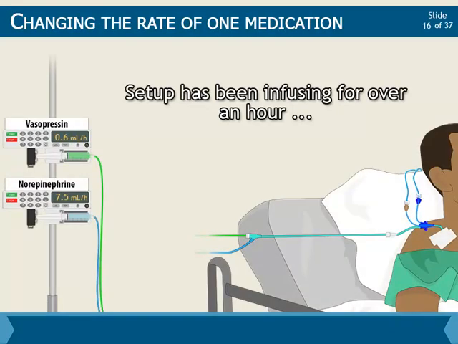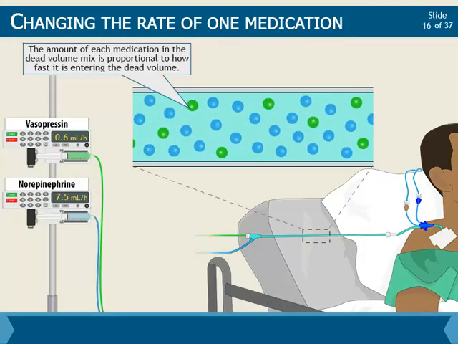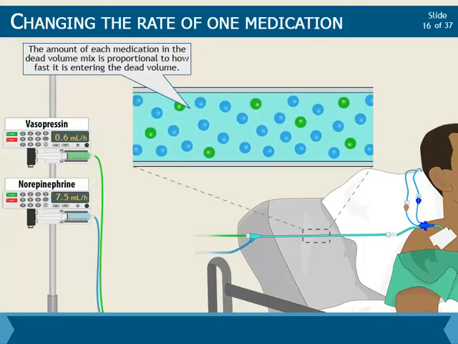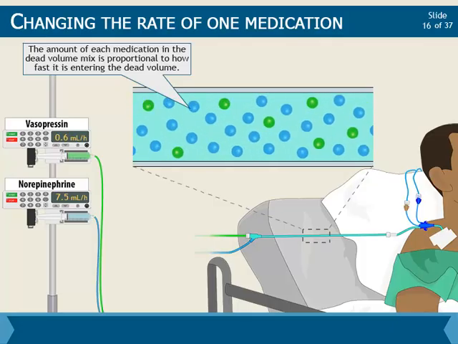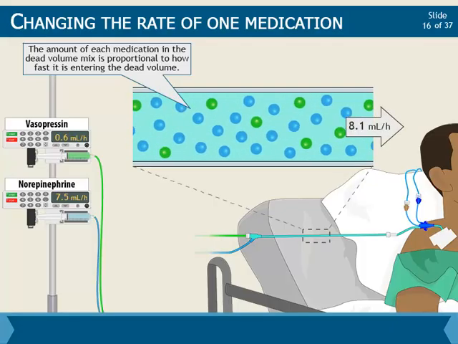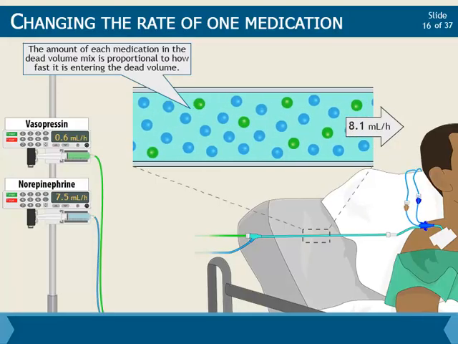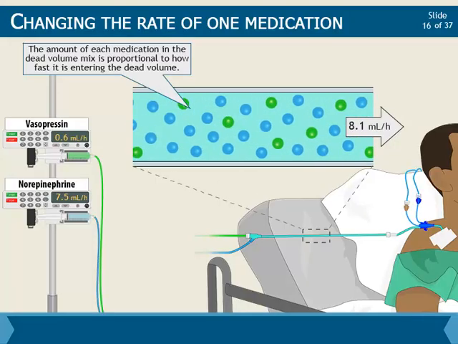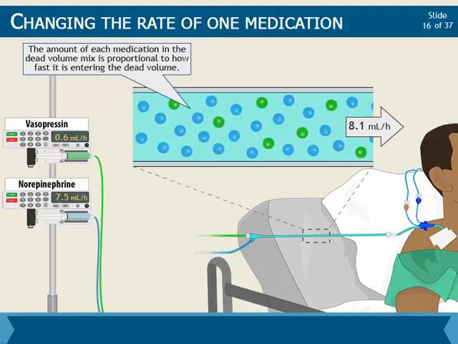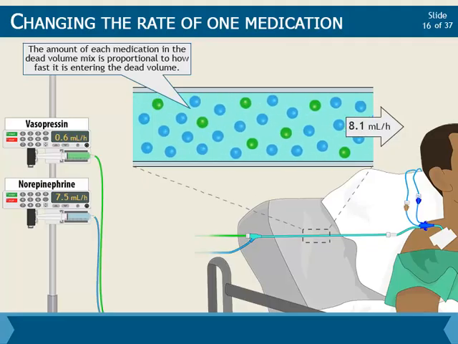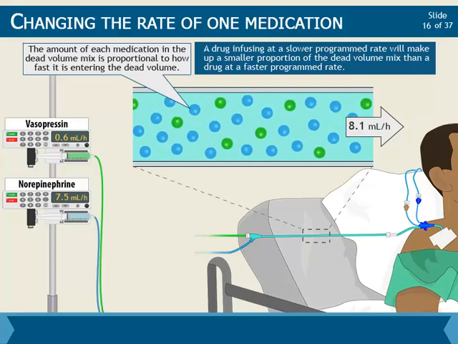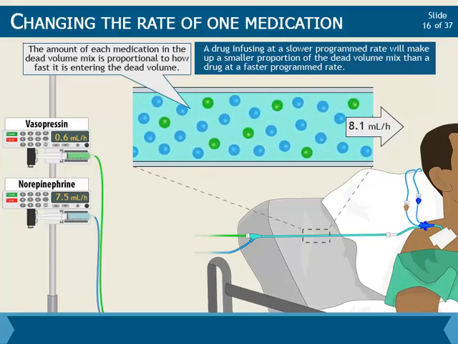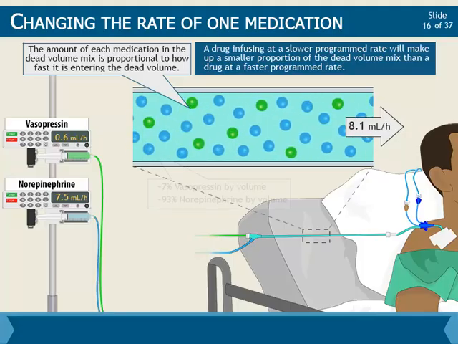Let's say our setup has now been infusing for over an hour. The amount of each medication in the dead volume mix is proportional to how fast it is entering the dead volume. This proportional mixture is how, despite the flow rate through the dead volume being an additive combination of the rates, the amount of each medication delivered can match its programmed dose rate. A drug infusing at a slower programmed rate will make up a smaller proportion of the dead volume mix than a drug at a faster programmed rate.